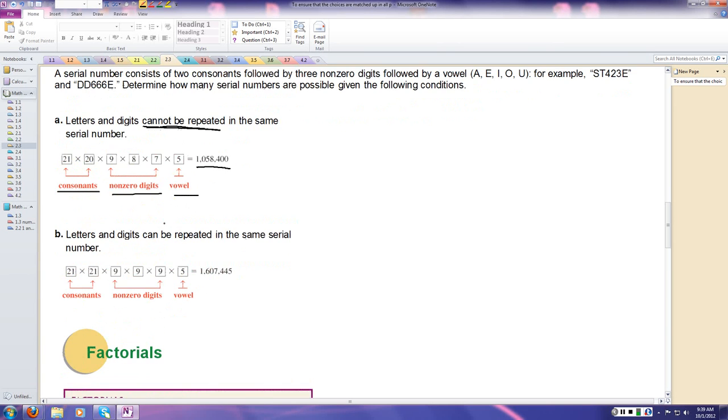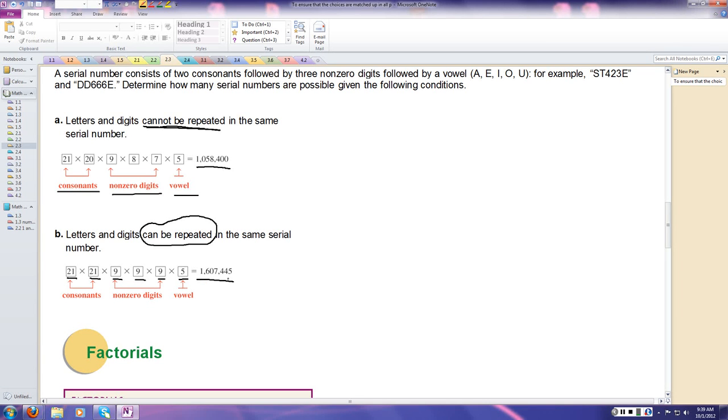If they can be repeated, then it's even going to be larger, right? So the number of consonants is 21, 21, because I can use the same consonant. Non-zero digits, 9, 9, 9, because I can use the same non-zero digit. I can use 1, 1, 1. And then the vowel, there's still 5 choices there. So I get 1.6 million.